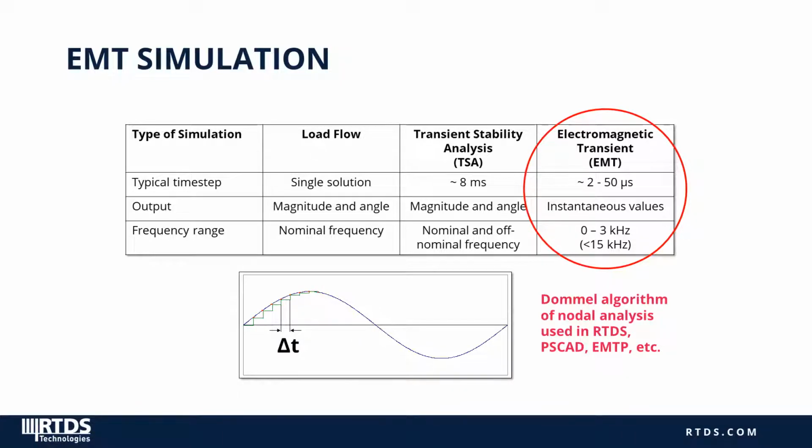EMT simulation provides a time-varying instantaneous value output. So the simulation output ideally gives you a waveform that matches the current or voltage if it were measured from the real system. And this allows for a greater depth of analysis over a wide frequency range and the ability to reproduce fast transients on the power system.